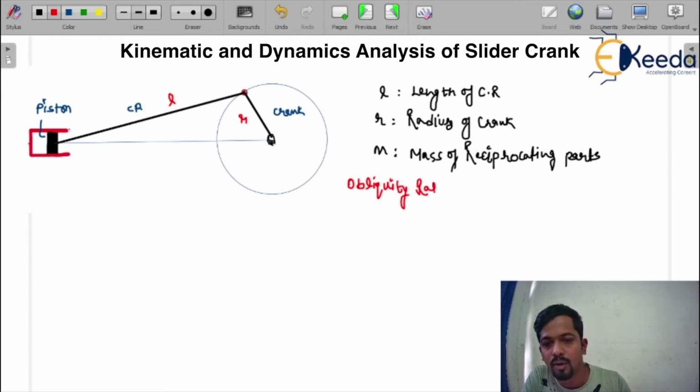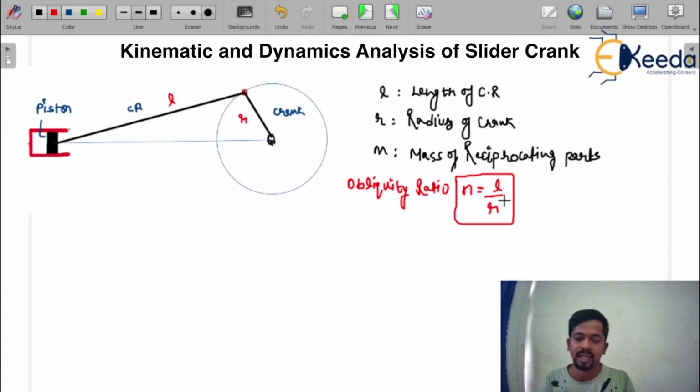Obliquity ratio is denoted as n is equal to l upon r. This is the obliquity ratio formula. Here you can see that we know that the length of the connecting rod is greater than the radius of rotation. Okay, so n will be greater than 1, and it is having a large value. This is the obliquity ratio, n is equal to l upon r.